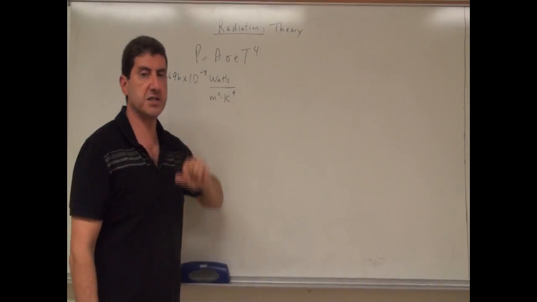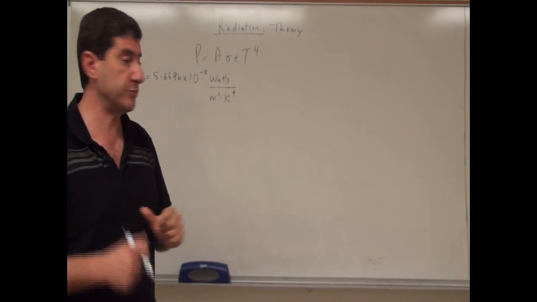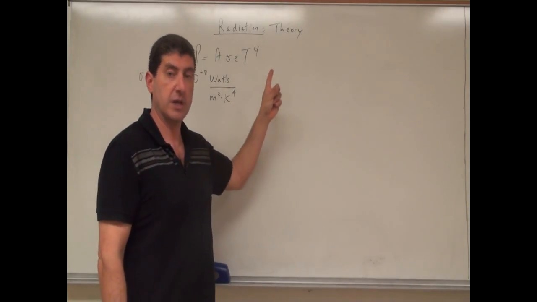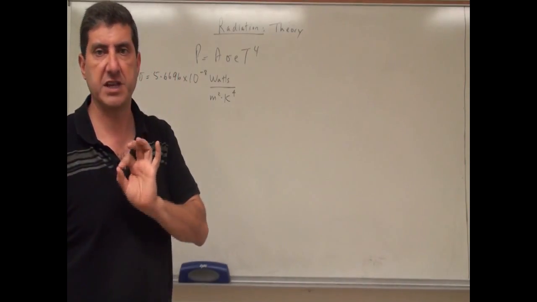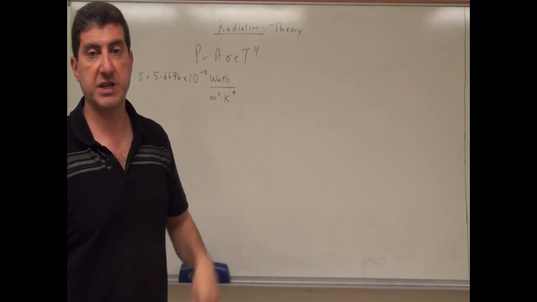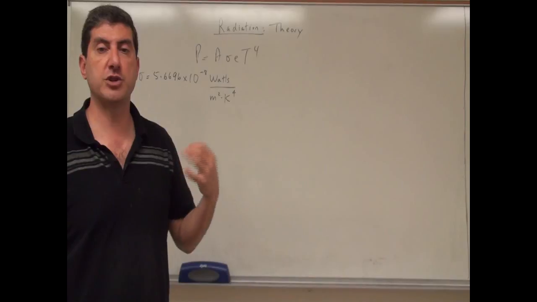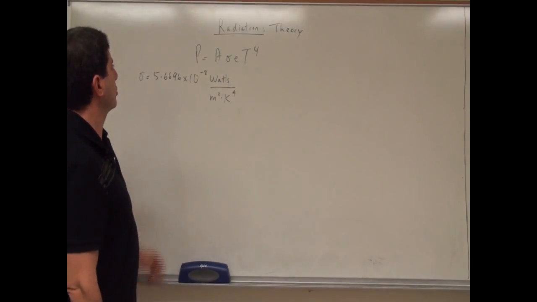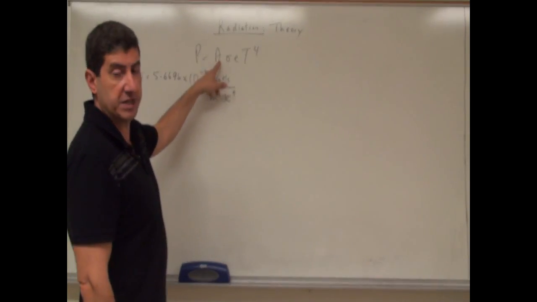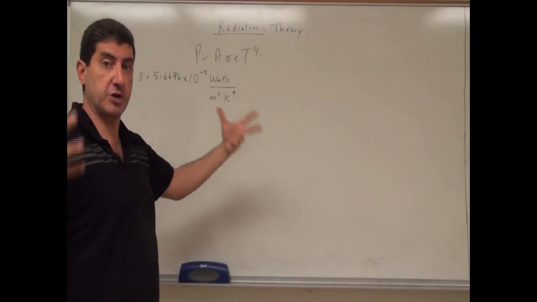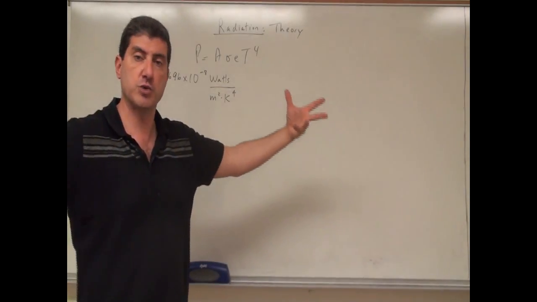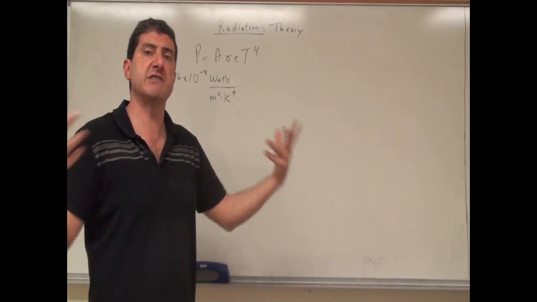So notice that since the power radiated from an object depends on temperature, the temperature must be in Kelvin. It cannot be Celsius because it doesn't depend on the change in temperature. It depends on the temperature. The surface area means that the bigger the surface area of the object, the more power it will radiate, right? So it will lose heat faster.